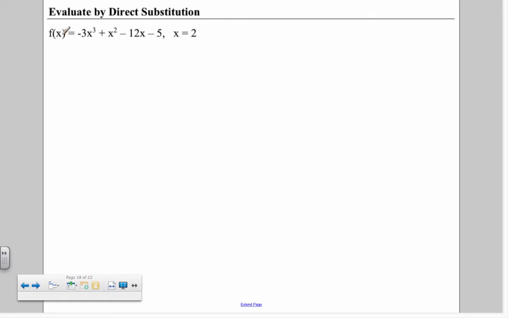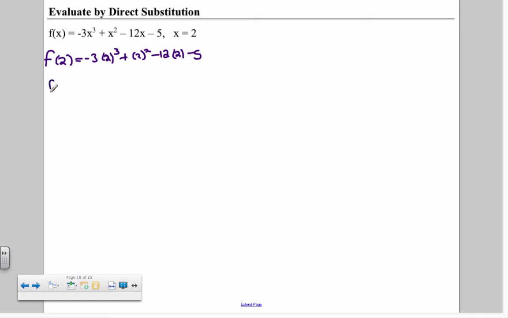So here I have the function f of x equals -3x cubed plus x squared minus 12x minus 5. And I'm going to plug in x to be 2. So f of 2 equals -3 times (2) cubed plus (2) squared minus 12 times (2) minus 5. Notice that whenever I plug things in, I always plug them in parentheses, and I'm always going to do that if I do it in my calculator, especially if I have a negative number. Okay? So I'm going to go ahead and evaluate.